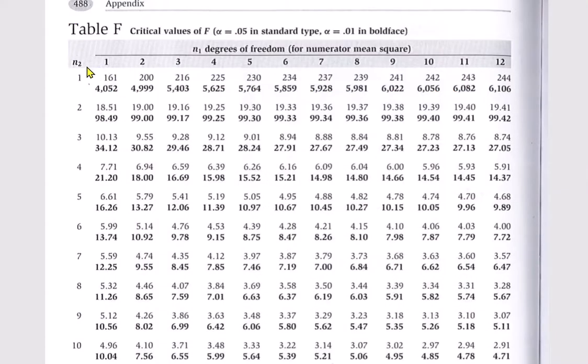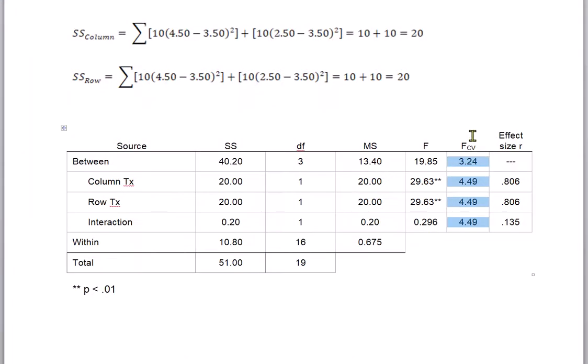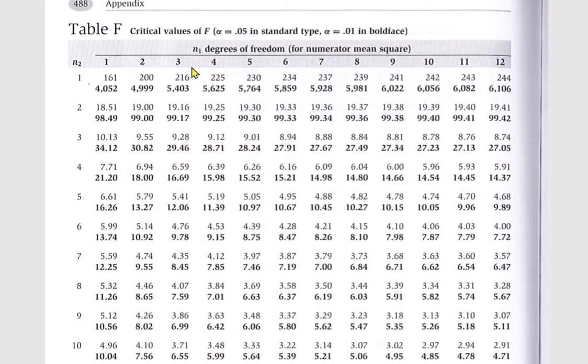So we need to cross-index these. We have the degrees of freedom in the numerator on top and the degrees of freedom in the denominator along the side here. So the columns represent numerator degrees of freedom. The rows represent denominator degrees of freedom. Well, we have, for the first one, 3 degrees of freedom in the numerator and 16 degrees of freedom in the denominator. So we need to match that up. We need to find that position within the table. And I'll show you how to do that.